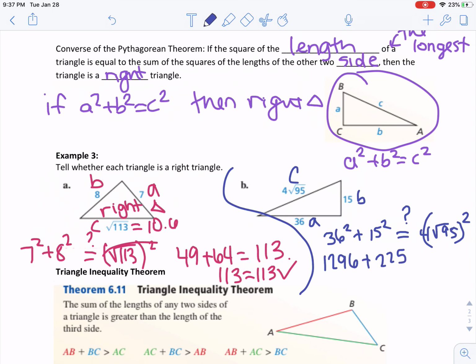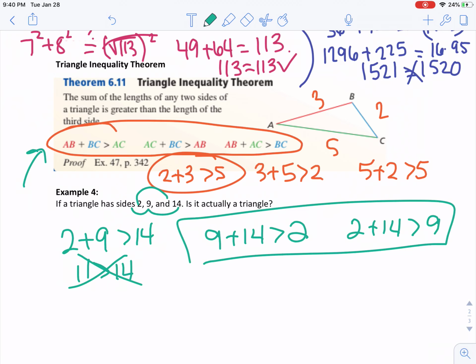So if it is going to form a triangle, then I've got to test these 3 inequalities. So I'm going to take the 2 plus the 9. That has to be bigger than 14. 9 plus 14 has to be bigger than 2. So I did these 2 has to be bigger than the last one. These 2 has to be bigger than the first one. And then 2 plus 14, that has to be bigger than 9. Well, 2 plus 9, that's 11. See, 11 is not bigger than 14. So it doesn't even matter if these 2 hold, because since this one didn't, this is not a triangle. It's not going to form a triangle even at all.